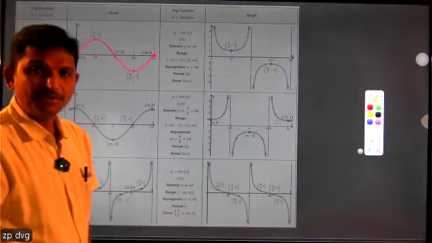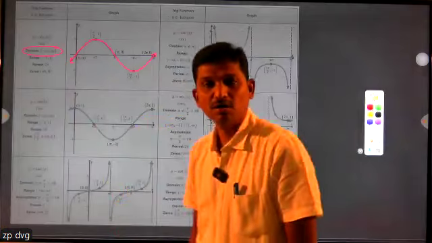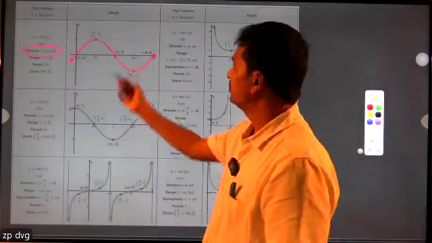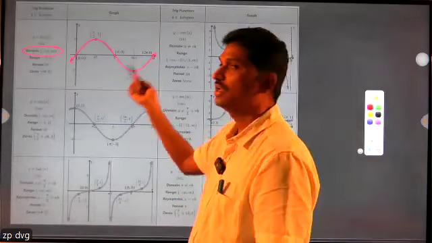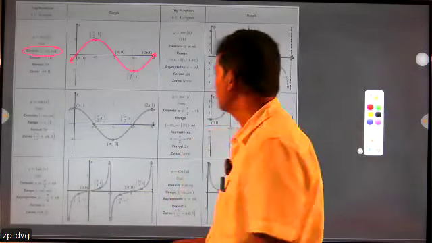In case f of x equal to sine x, is it continuous or not? Yes, it is continuous, from first PUC onwards. You know the graph of the sin x function. So by seeing this, you can easily say that it is a continuous function, right?